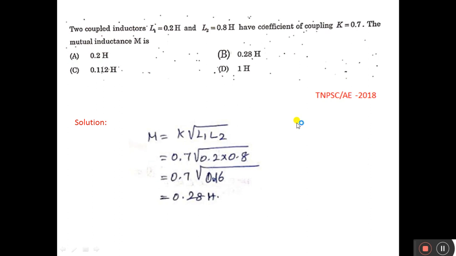We have the general formula M equal to K square root of L1 L2. M is mutual inductance, K is coefficient of coupling, and L1, L2 are the two coil values. The question asks for the mutual inductance M. So M equal to 0.7 times root of L1 value 0.2 times L2 value 0.8. So the answer is 0.28 Henry.